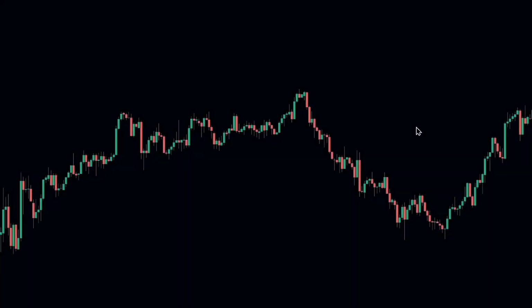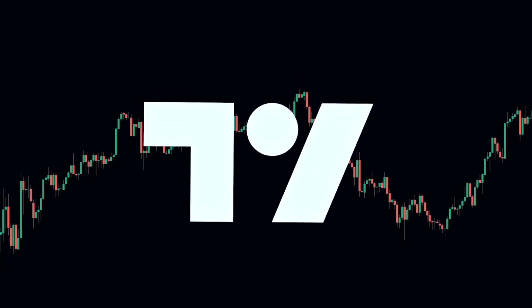To add this to your charts, start by navigating to TradingView, the platform I'm using here. If you need to create an account, I'll include the link down in the description below.